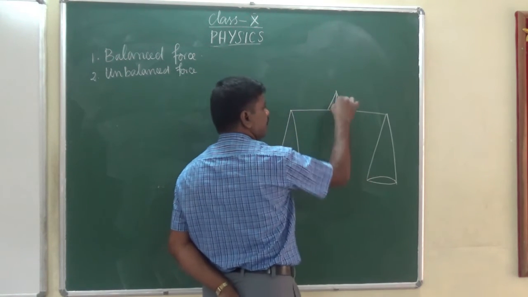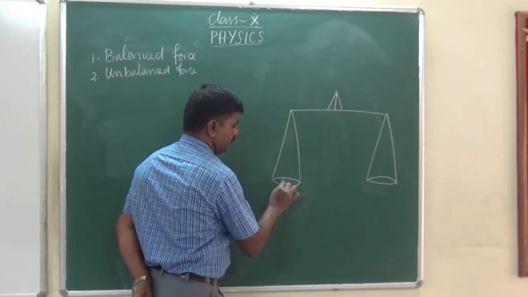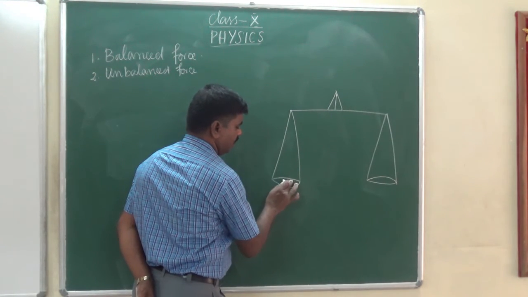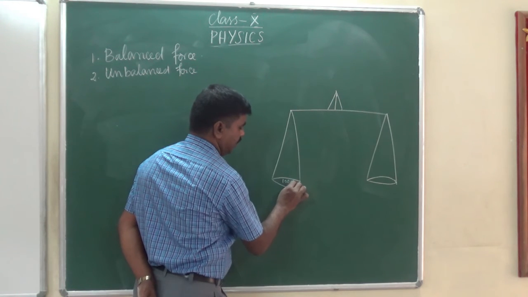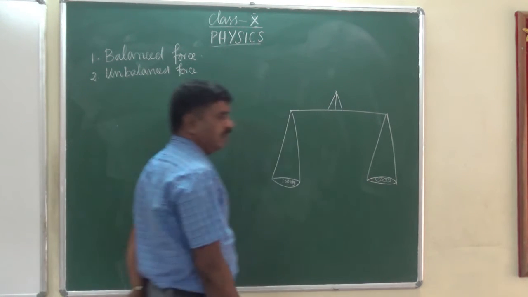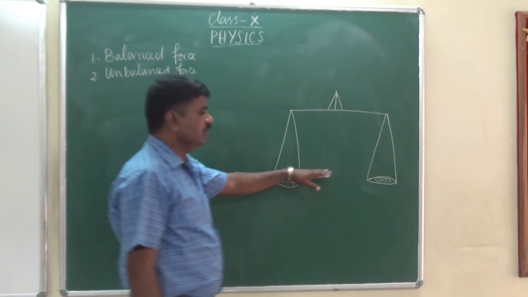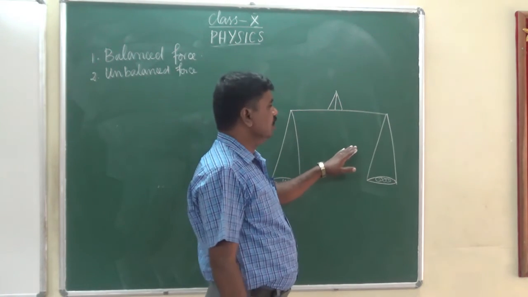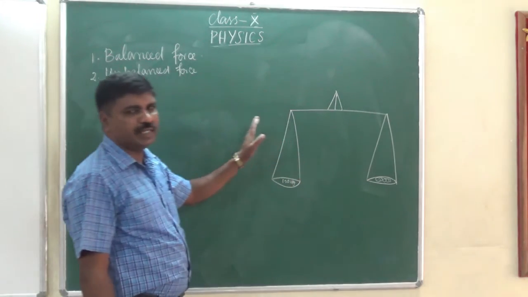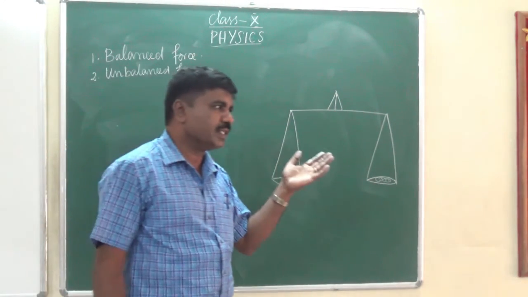Okay, this is a scale needle. If the mass is 100 gram or 1 kg, 1000 gram, and the object is kept in the other pan, when both sides are equal, it is in equilibrium position. So that is nothing but balanced force. Or otherwise, I already told you Newton's first law of motion.